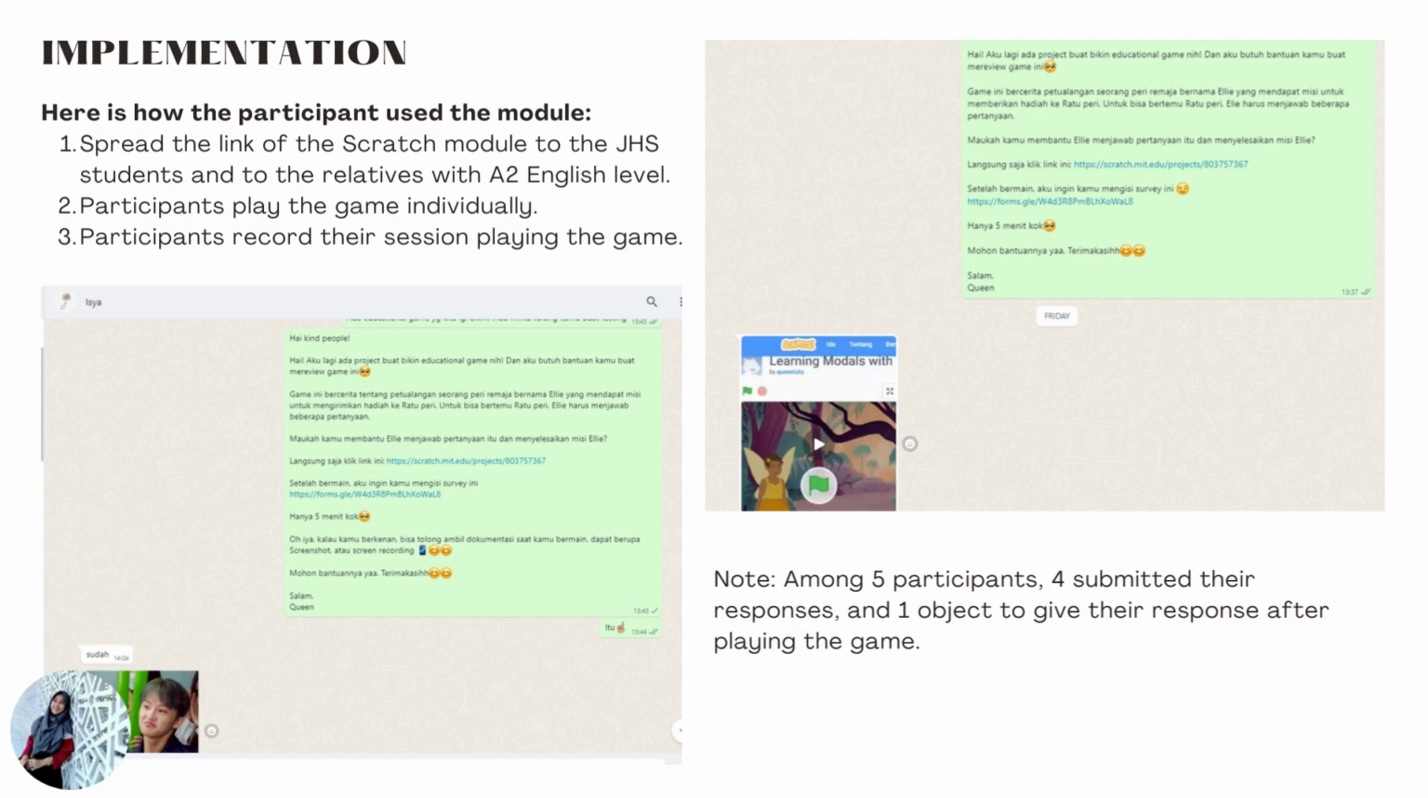And this is how the participants used the learning object. Number one, the developer spread the link of the Scratch learning object to the junior high school students and also to relatives with an English level of A2, along with the instructions to use the learning object. And then the participant played the game individually without the direct supervision of the teacher. The participant then recorded the session of playing the game and sent it to the developer. And there's also a note that among five participants, four submitted their responses and one refused to give their responses after playing the game.